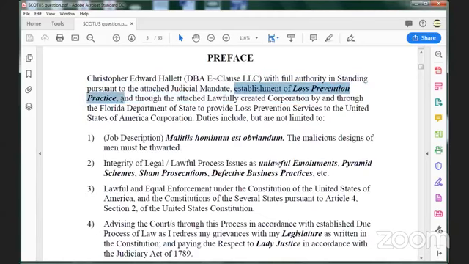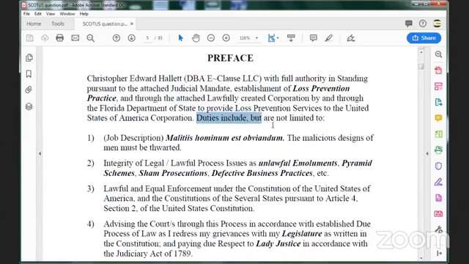Establishment of loss prevention practice, and through the attached lawfully created corporation, by and through the Florida Department of State, to provide loss prevention services to the United States of America Corporation, right? Everybody always wants to complain about it being a corporation. It's there. It's created. You're not going to get rid of it. You've got 2 choices. You can either work within it, or you can try to fight it. If you try to fight it, I guarantee you might as well try to find spit in the ocean. It ain't never going to happen.